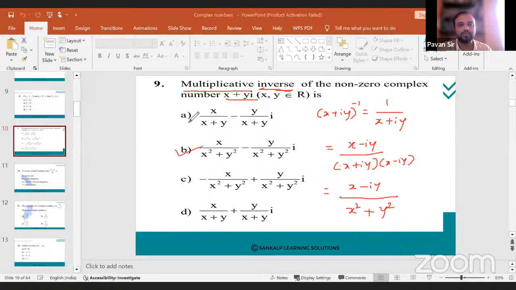Option B is the correct one. It is split, meaning x minus iy, I just make it separate. x minus iy over x squared plus y squared is x upon x squared plus y squared minus y upon x squared plus y squared. The denominator is common to both and I separated it. So it is x upon (x squared plus y squared) minus y upon (x squared plus y squared) times i. Option B is the correct one.